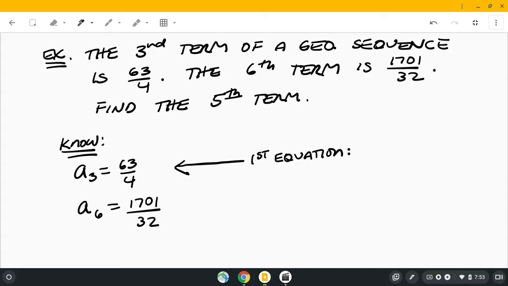Okay, so our first equation, we know that A3 equals whatever our A is times whatever our R is to the 3 minus 1, right? We do know what A3 is. A3 is 63 over 4. So I'm going to replace this A3 with 63 over 4. 63 over 4 is equal to A times R to the 3 minus 1 is 2. So I'm going to simplify that part as well. Okay, so we have our first equation.